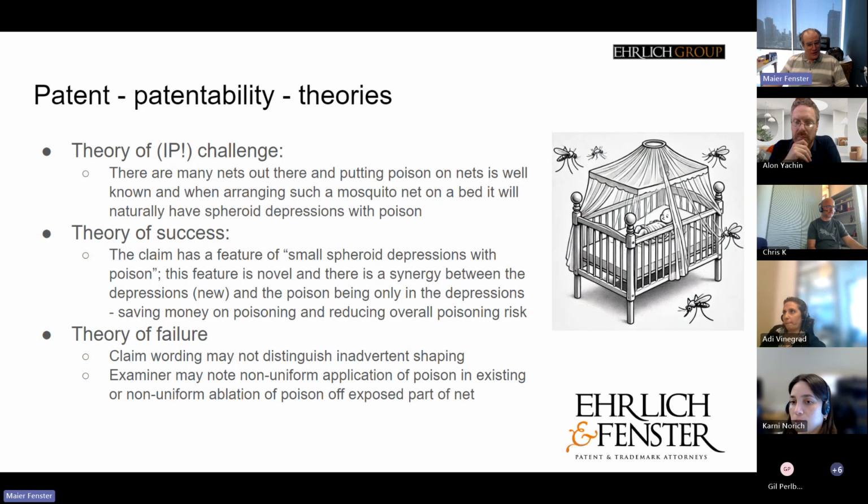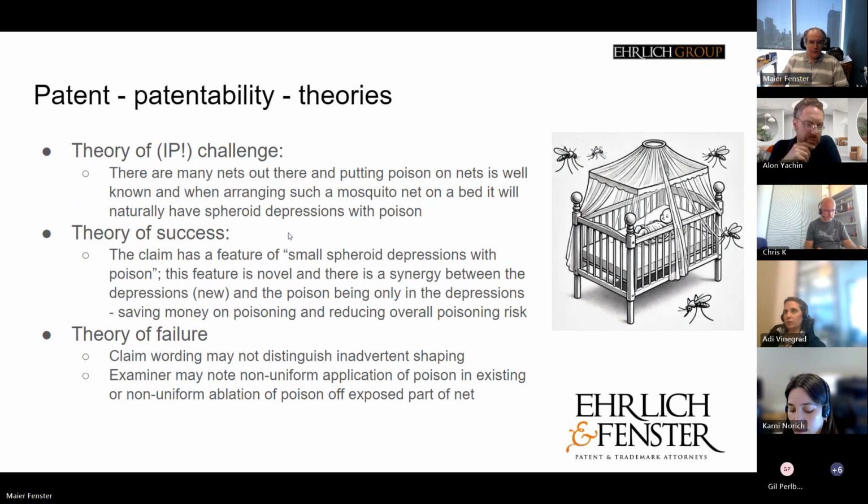And now there's a theory of failure. Here's a few theories, actually. One, the claim wording might not distinguish the inadvertent shaping of a net. Another one, the examiner might say that non-uniform application of poison, or that you have uniform application but it rubs off, is inherent. Okay? So instead of looking at the company, we're looking just at the patent, and instead of looking at everything about the patent, we're looking only at patentability. And here's my theory of the challenge, success, and failure for getting that patent.